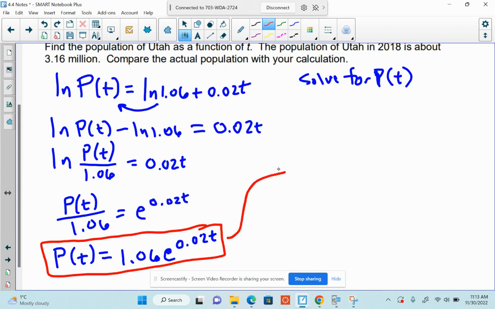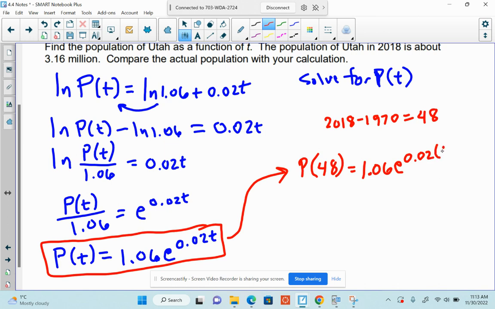Now, the other thing that I have to do is calculate P of 2018. How many years past 1970 is that? That is 48. So I need to find the value of my function at 48, and then I'm going to compare it to what the actual population was in 2018. So 1.06 times e to the 0.02 times 48. Now at this point, I'm going to grab my calculator. I'm going to round this to 2 decimal places.